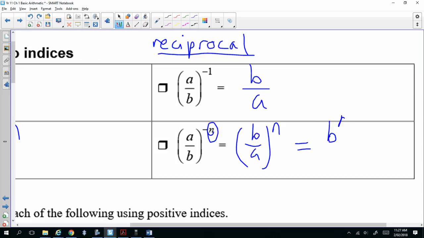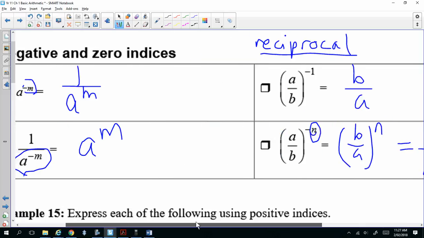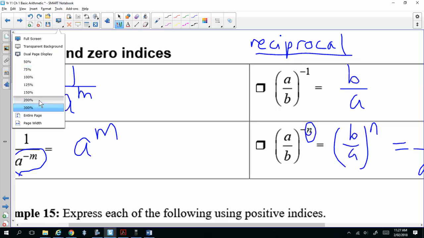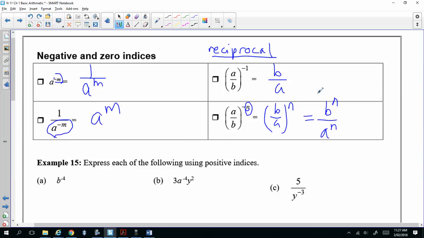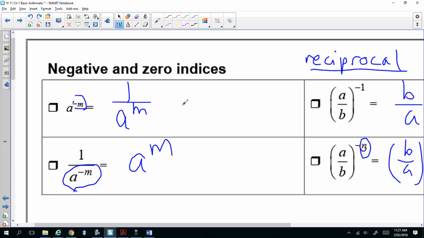So now we have these 4 things that you need to memorize. Okay, these 4. It looks quite straightforward now, but you need to be able to use them correctly in the examples that follow. So we'll do the first example, example 15. Write each of these with positive indices.